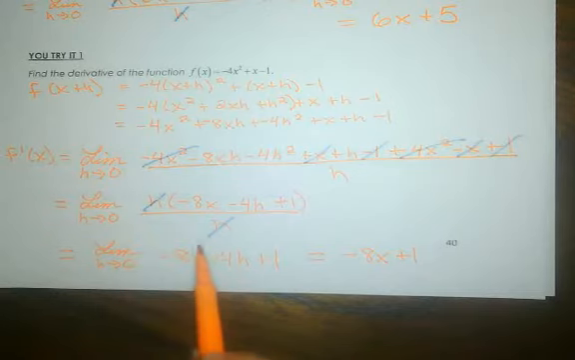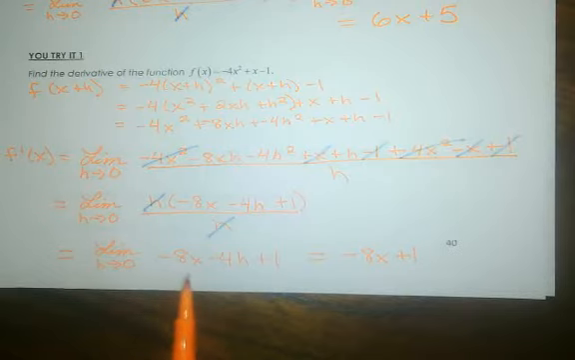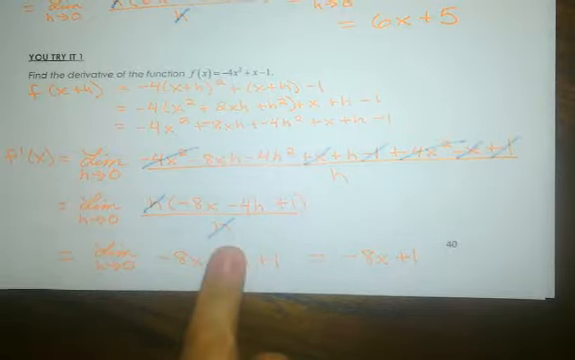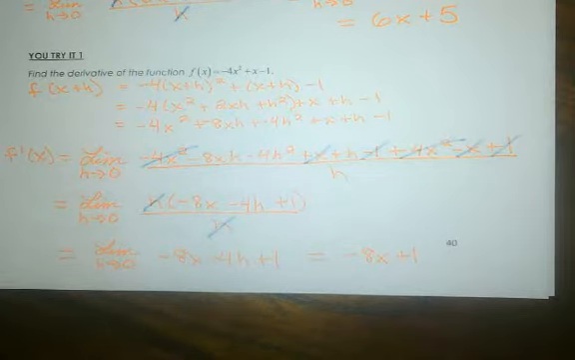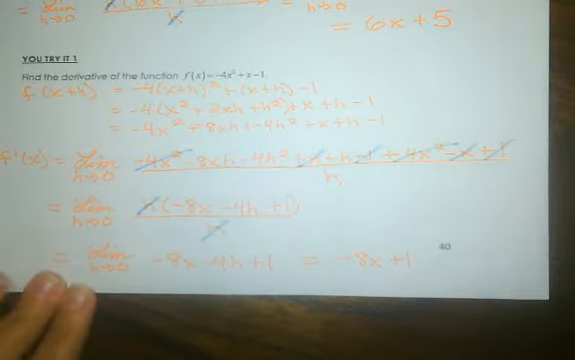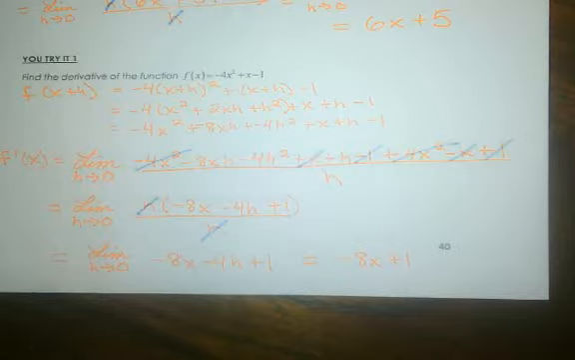Then you can cancel those h's, so you're left with the limit as h approaches 0 of just this negative 8x minus 4h plus 1. Again, pay attention to what your limit is approaching 0. It's not the x, it's the h. So if you plug in a 0 for the h, you're going to be left with negative 8x plus 1. Okay? So those are both two examples of you having an x in your answer.